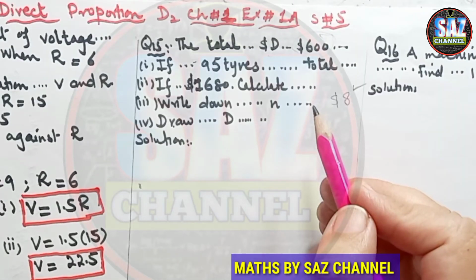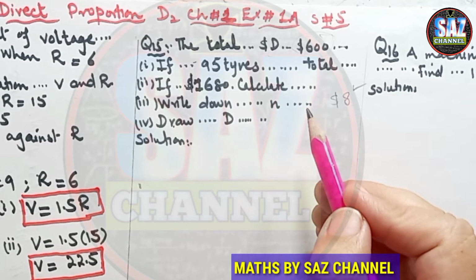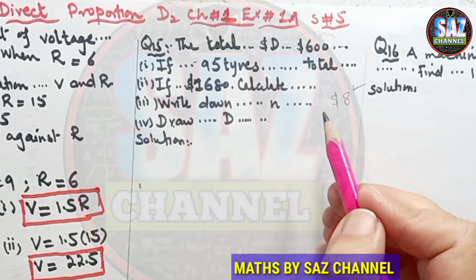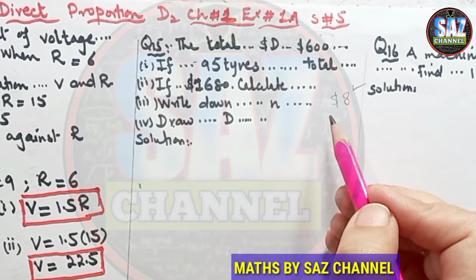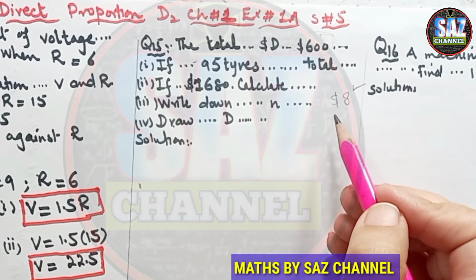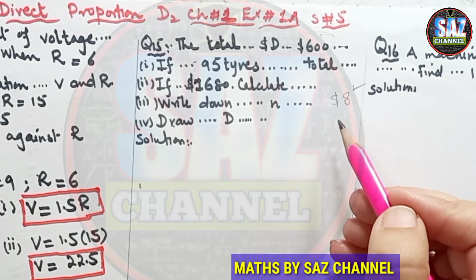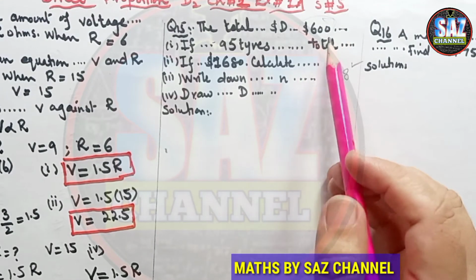The first part of the question is, if the salesman sells 95 tires in a particular month, find the total income for that month. The second part is, if the salesman's monthly income for the particular month is 1680, calculate the number of tires he sells in that month. Then we have to write the formula that connects D with N, and finally draw the graph for this question. So let's move to the solution of the question.